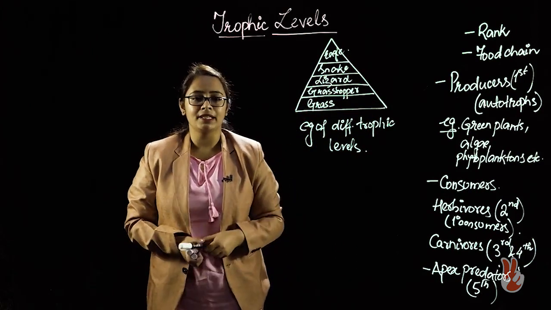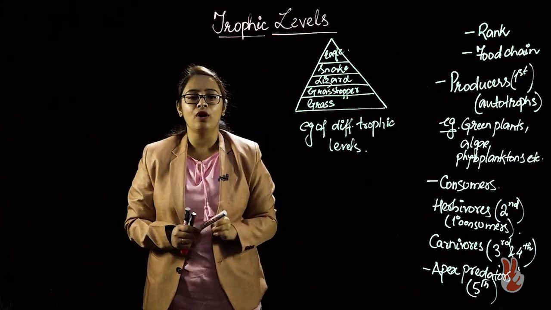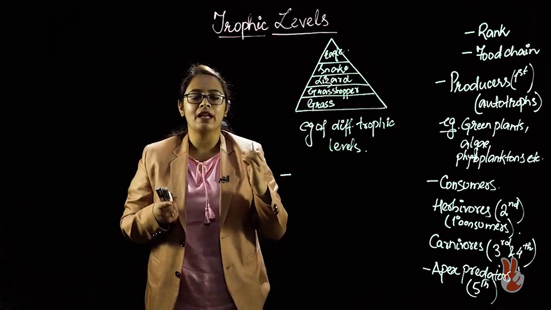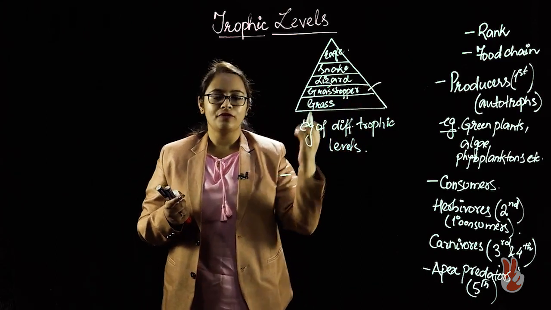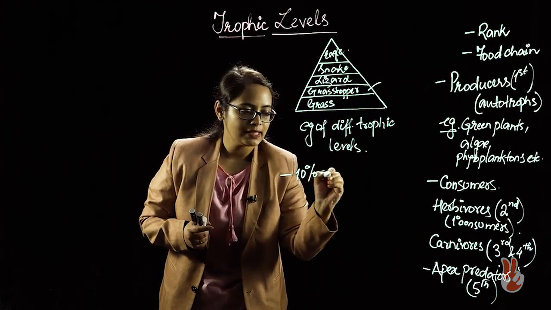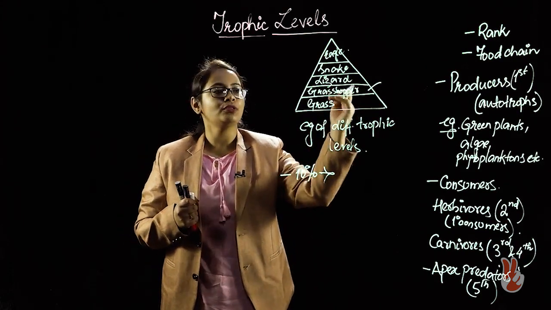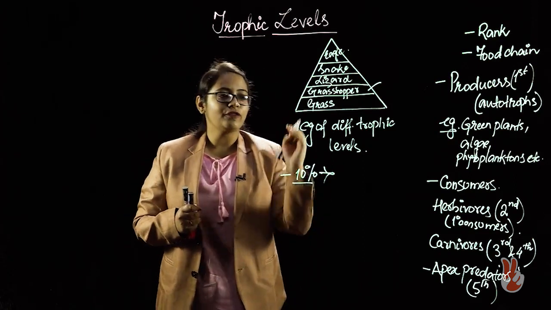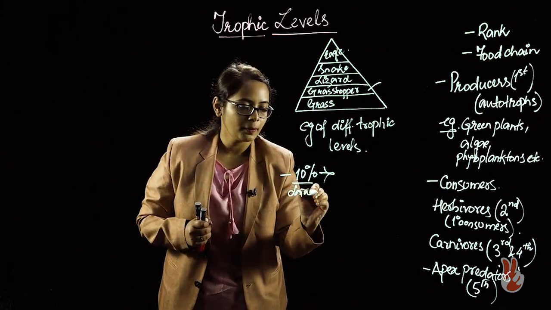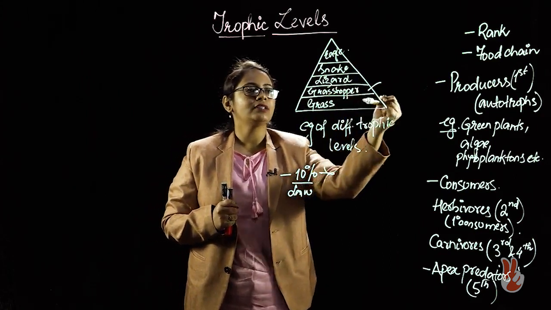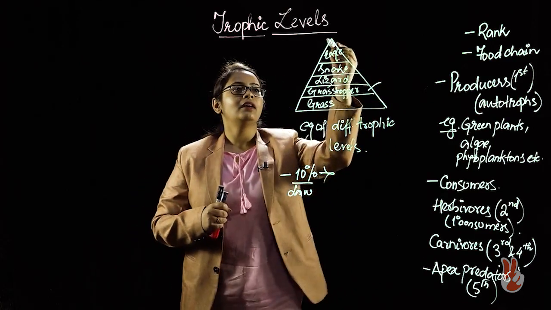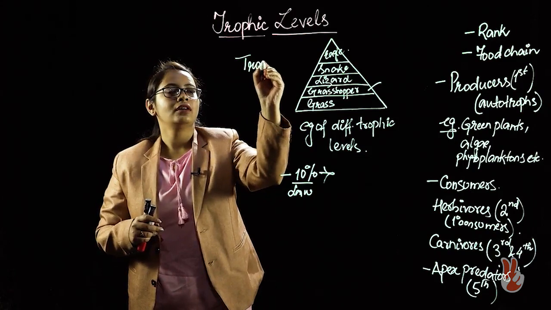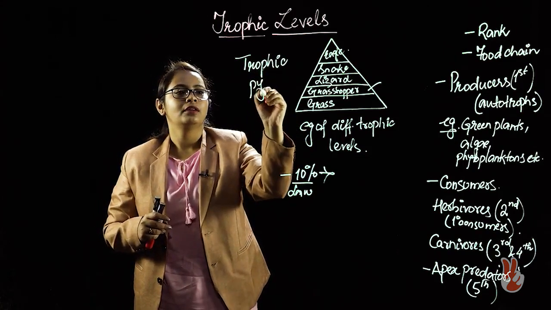Now, what does this indicate? If you remember the well-known 10% law of energy flow, it says that from one trophic level to the next trophic level, only 10% of energy is provided. While moving from one trophic level to the next, the succeeding trophic level will get only 10% of the energy. So, if we consider the 10% law, we can see how the amount of energy gradually decreases, as a result of which we have a pyramid-like structure. This structure is also known as the trophic pyramid.